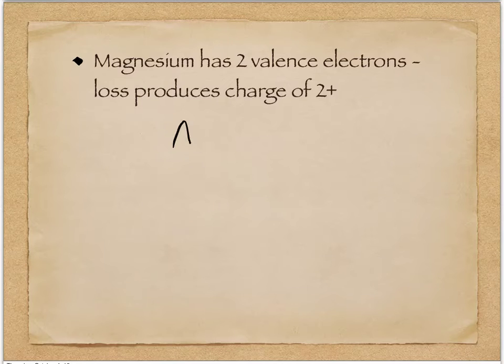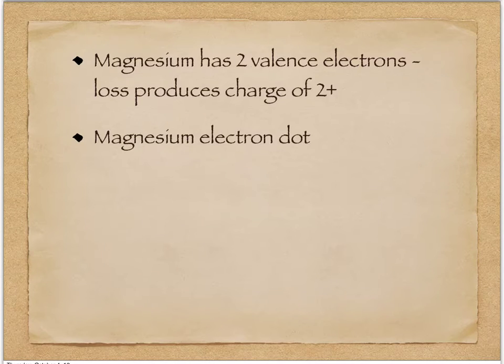Magnesium has 2 valence electrons. It's in group 2A, and the group number for the representative elements, the group A elements, tells you the number of valence electrons. So we'll put 1 dot there and 1 dot there. There are our 2 dots around magnesium. That's its electron dot structure.